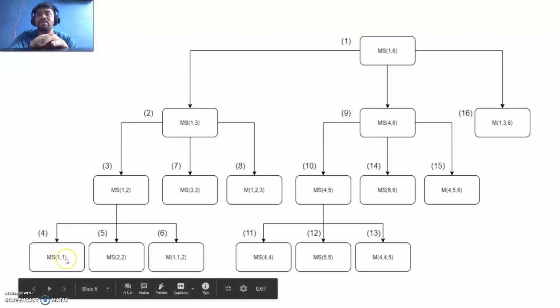So P and Q is what? 1 comma 1. Okay. Similarly, I call the second merge sort function, and I get 2 comma 2. And finally the merge function is called. So in this case, you can see I couldn't have proceeded further, right?